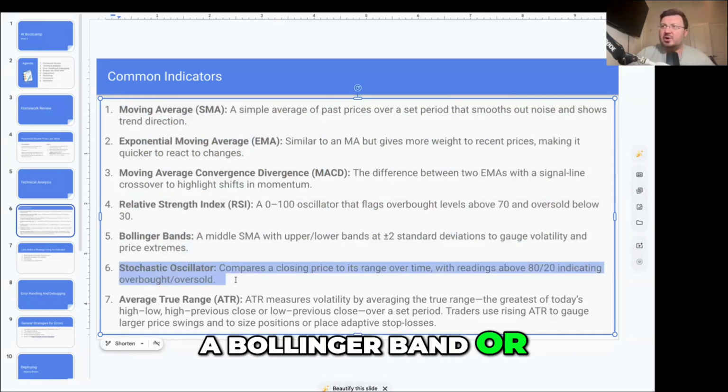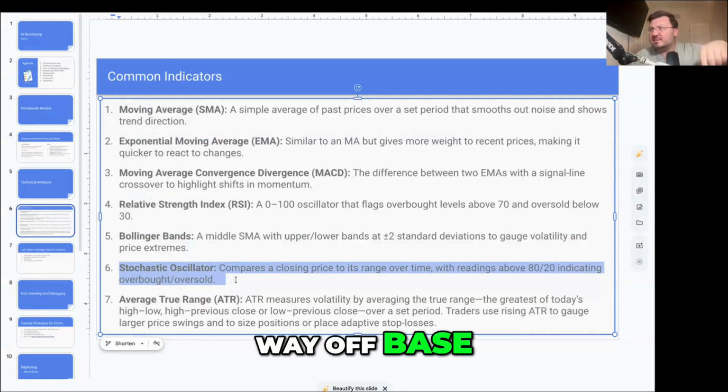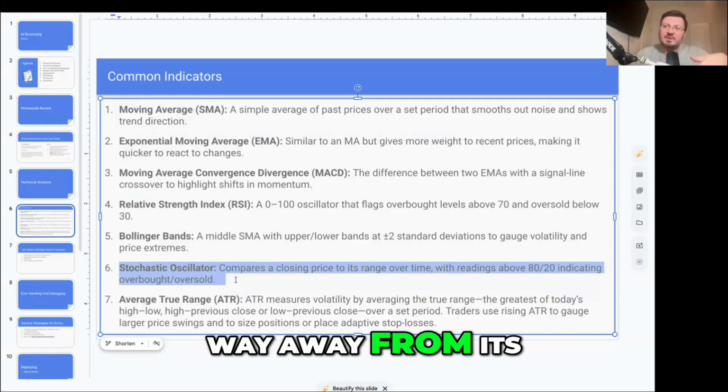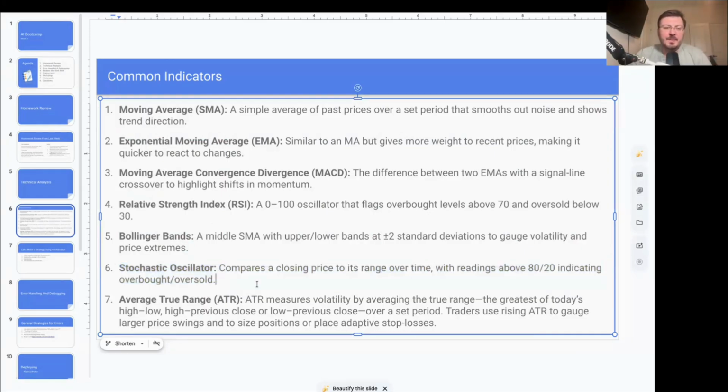So stochastic oscillators, again, are kind of like a Bollinger Band or an RSI. Is this thing going way off base, right? Is it way away from its typical average, right?